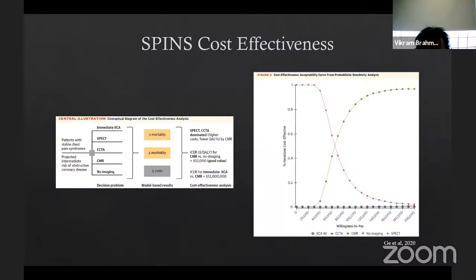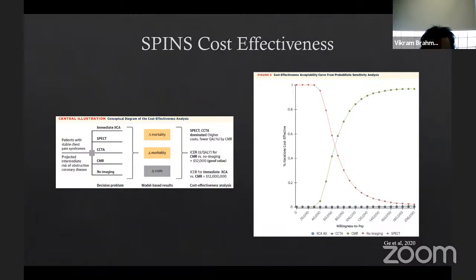More importantly, I think also kind of first of its kind for stress MR in the United States, they did this probabilistic sensitivity analysis. And what they found is CMR is cost effective in 84% of iterations, while no imaging was optimal in 16%. SPECT and CTA and an immediate invasive approach, those were optimal in 0% of iterations. So that's a bit striking.